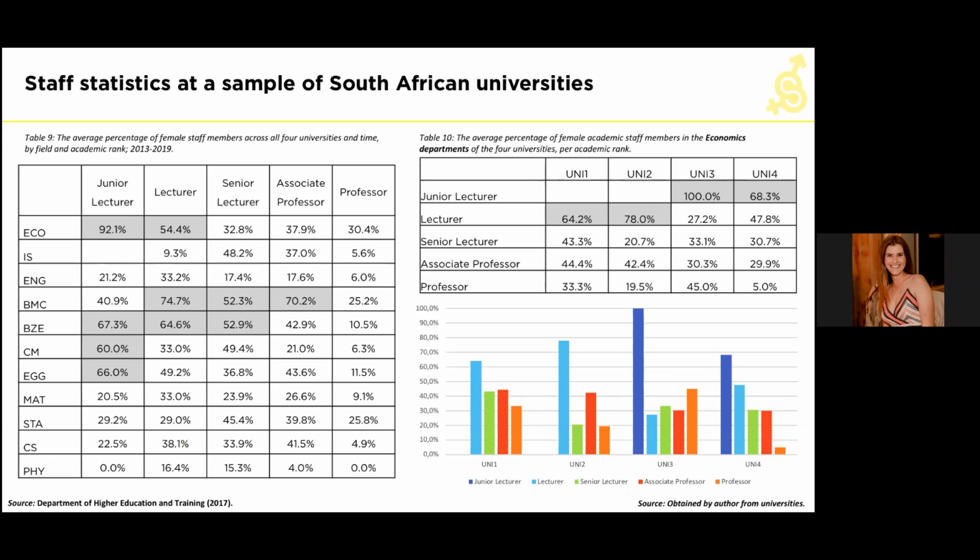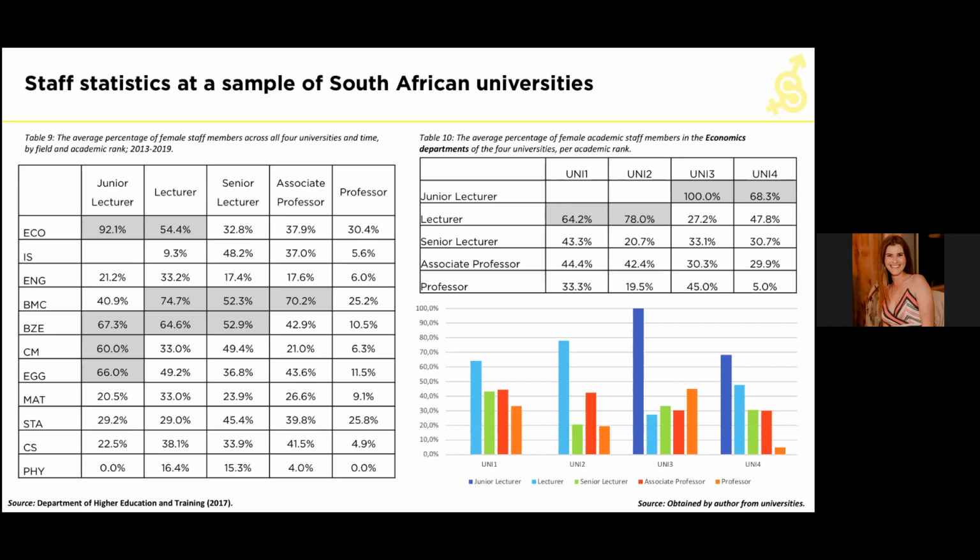In summary, the data for the 4 universities confirm the national drop-off in the proportion of females as one progresses up the ranks of academia. This is problematic not just in terms of fairness and efficiency, but also because of the resultant lack of female role models for female students.